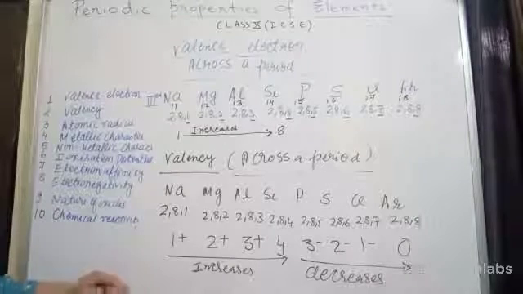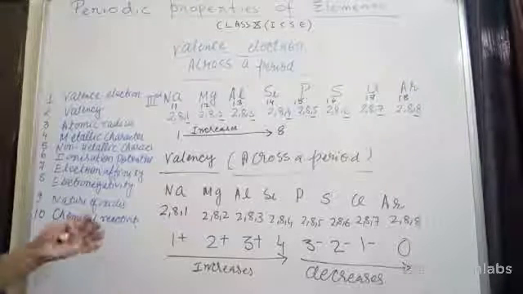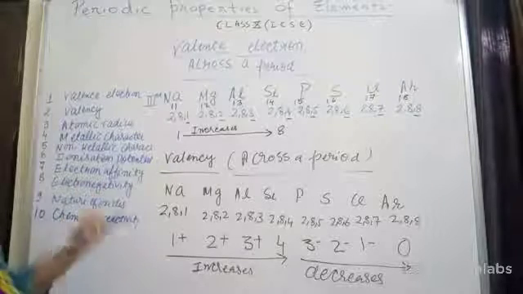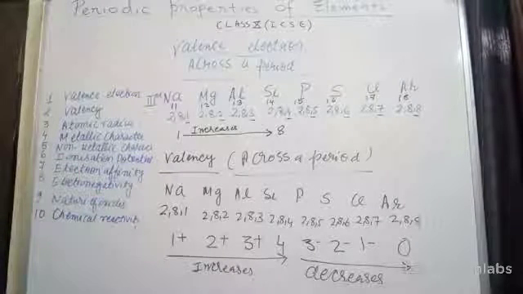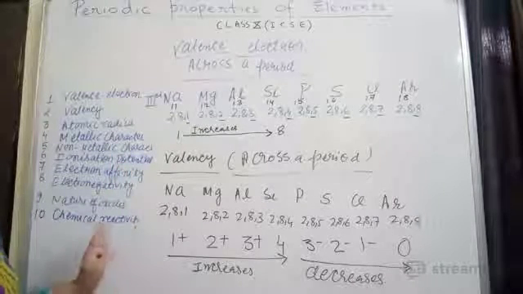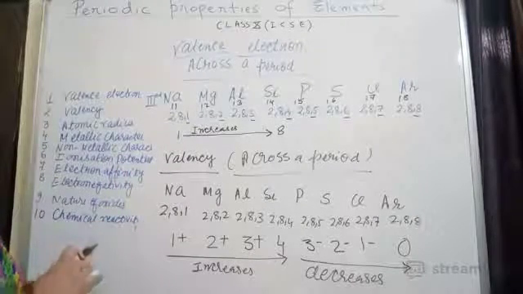Now we will learn how we can find out the trend when you move from the top to bottom in a modern periodic table. I hope this is clear. Can I rub it from here? Yes. Okay, beta.